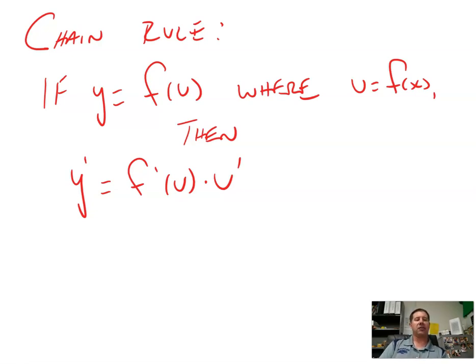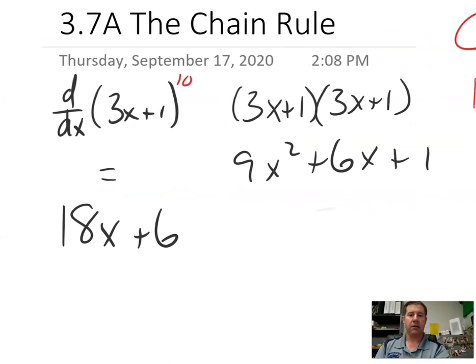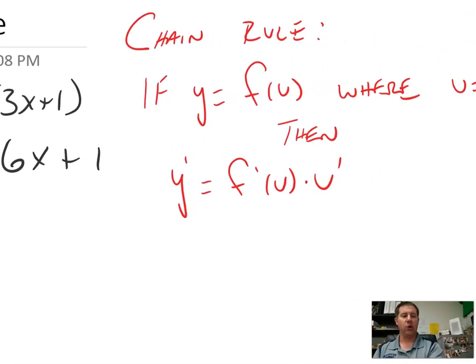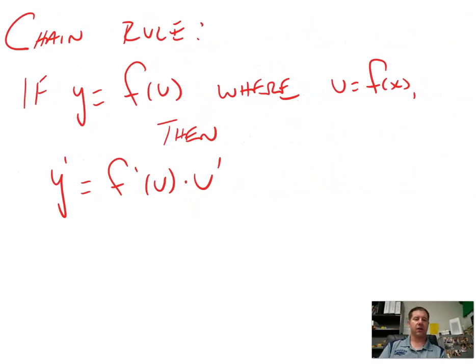But here's what we want to start taking away from our definition of the chain rule: the chain rule is going to be used when we have a function shoved inside another function. Going back to the one we just looked at, we had the function 3x plus 1 inside the function of, say, u to the 10th. We're going to use this u as a placeholder, and it'll allow us to look at these two different functions we're dealing with that are composites of each other.